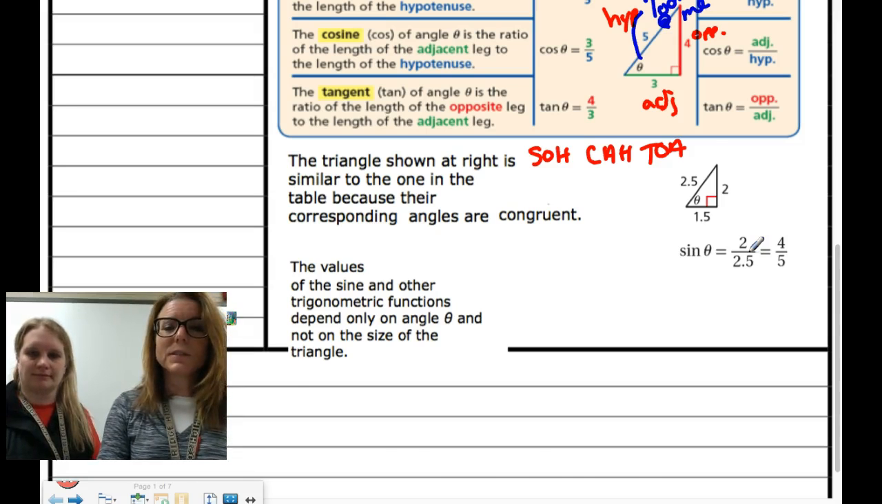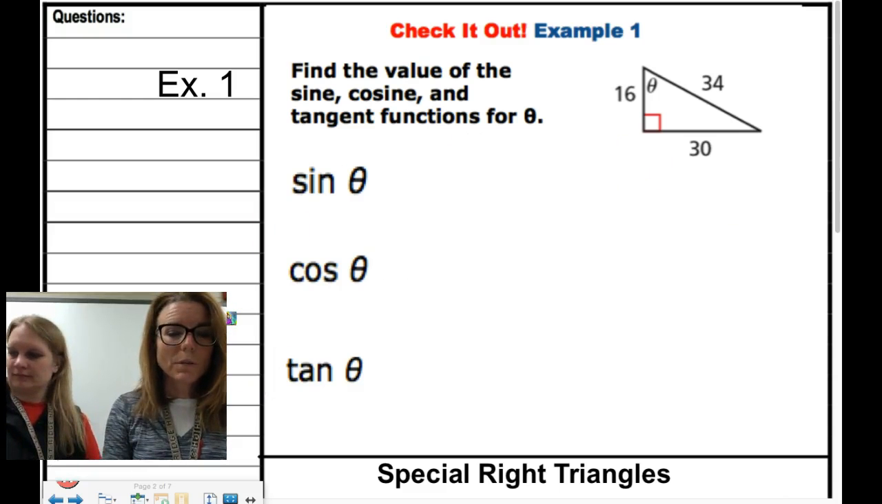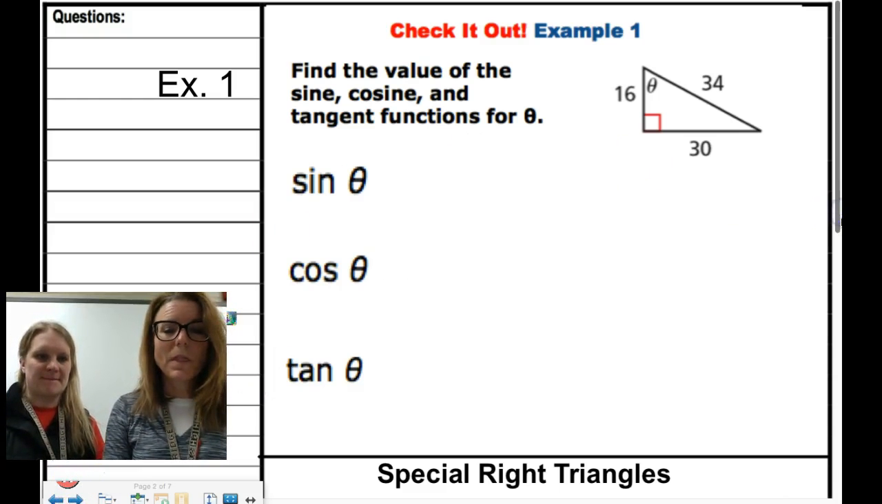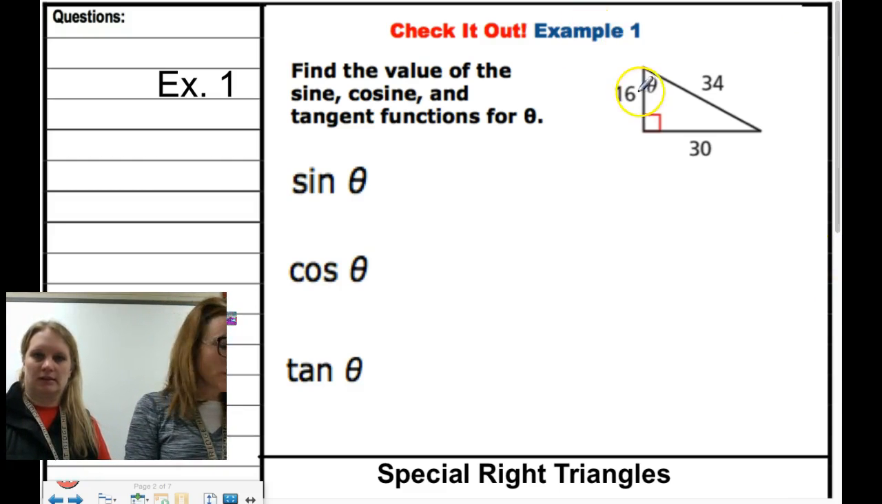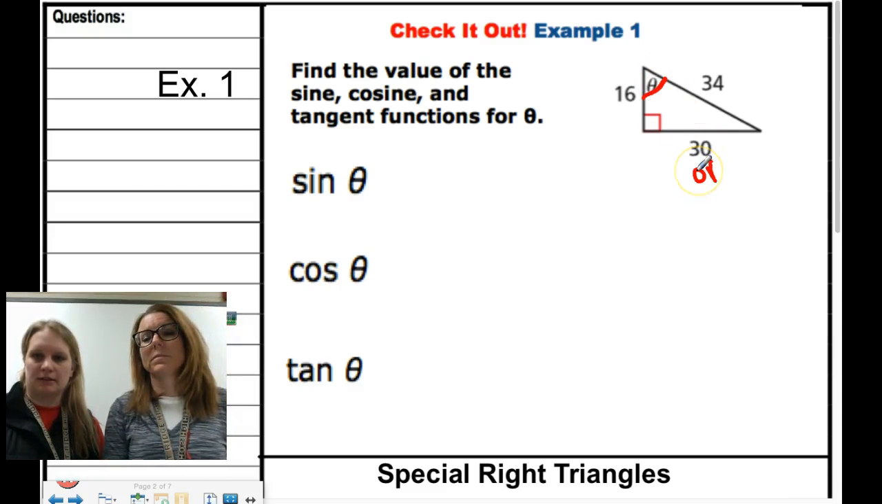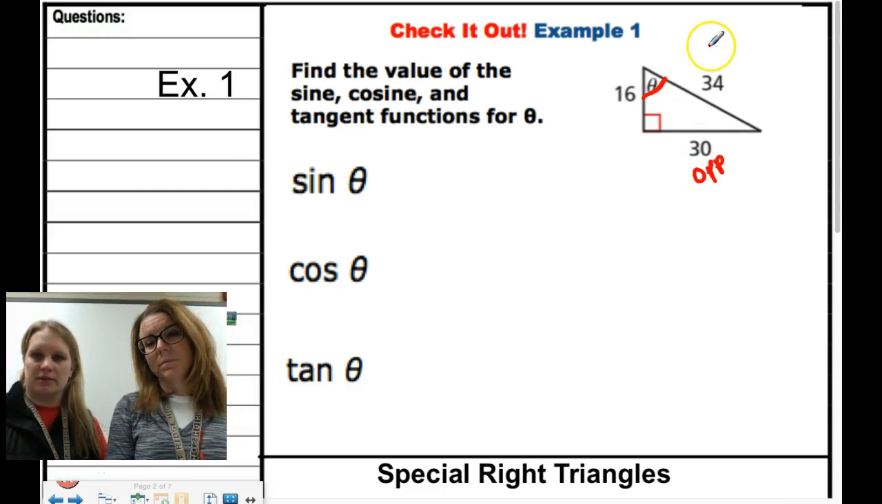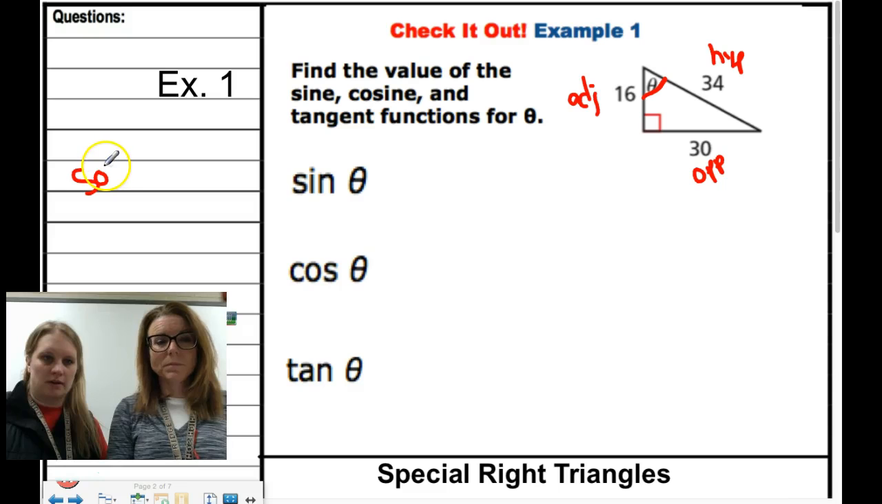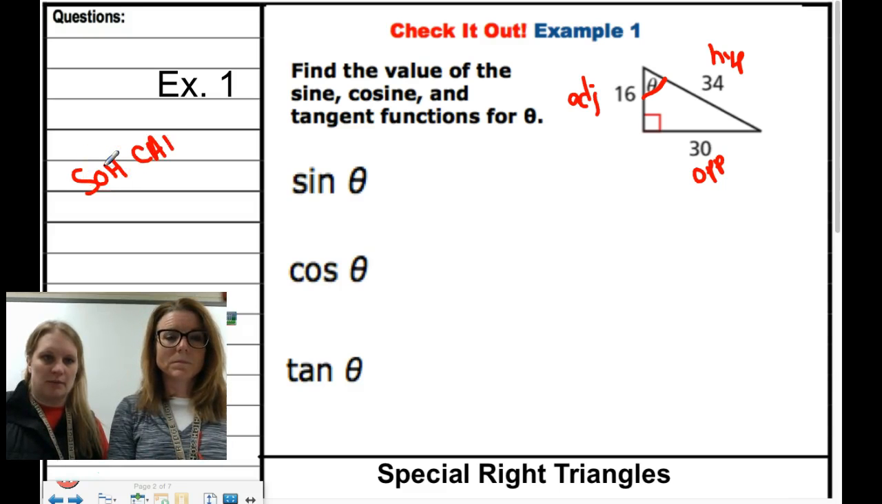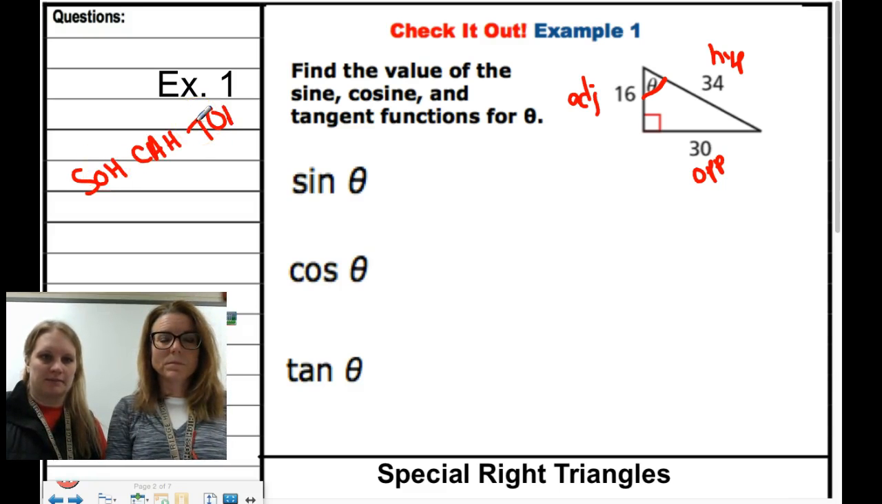On the next page, we are going to do an example. We're going to find sine, cosine, and tangent. So here's our "hey look at me" angle. Right away I'm going to label opposite. Hypotenuse is always across the 90, and the last one's always adjacent. And off to the side I'm going to write my SOH CAH TOA so that I remember what fractions I can write.